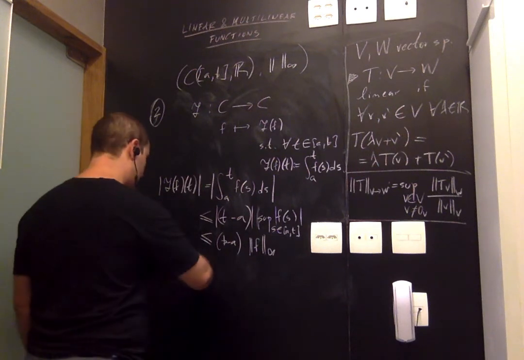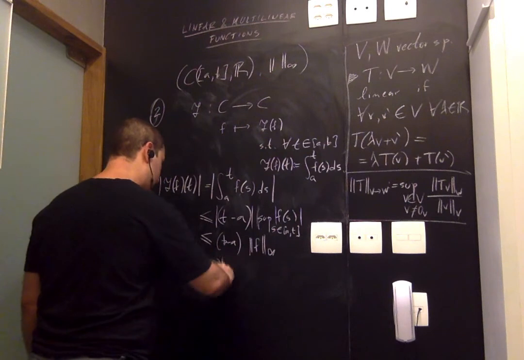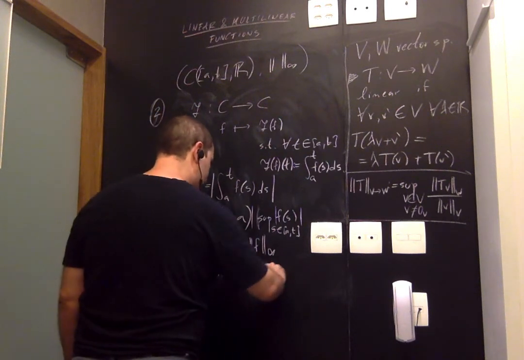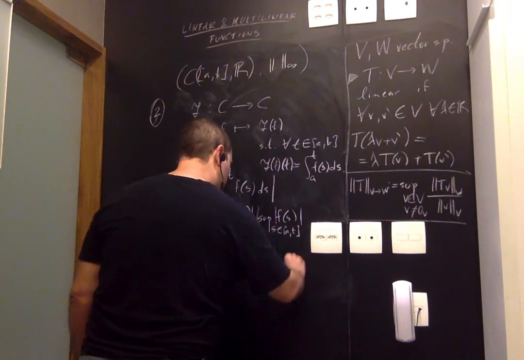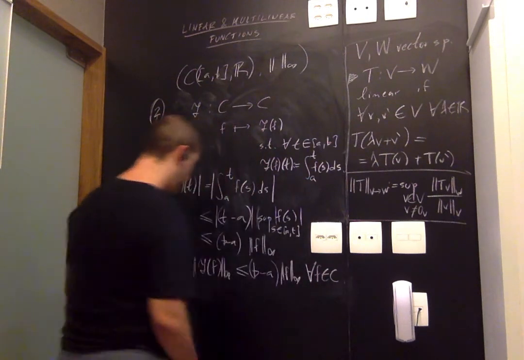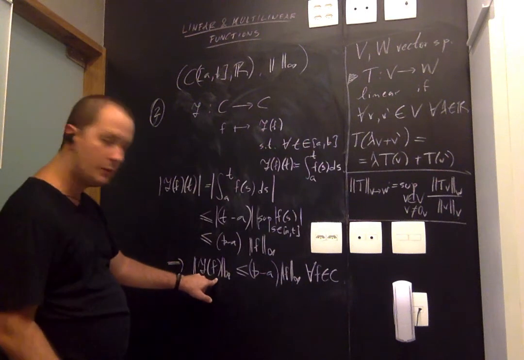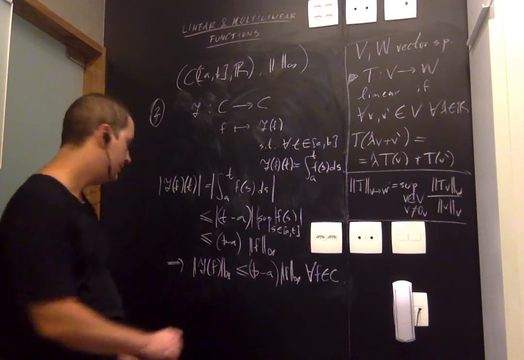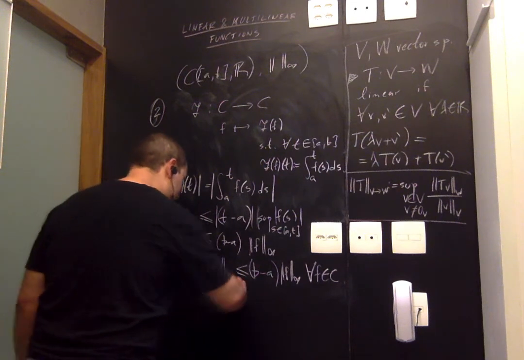So this last thing doesn't really depend on t, and therefore I can put a sup here. When I put a sup here, I get that the infinity norm of I of f is less than b minus a times the norm of f for all f. Therefore, the ratio of the norm of I of f to the norm of f is at most b minus a. And this linear transformation is bounded.